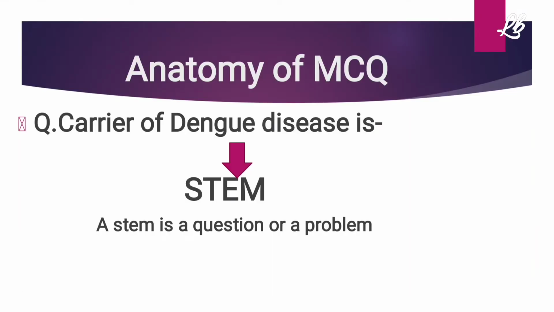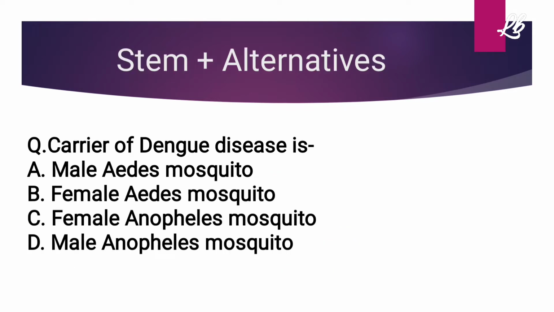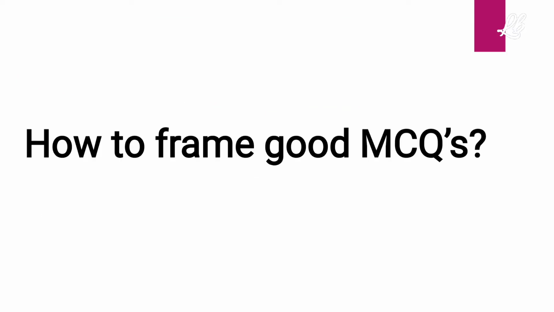A MCQ has two parts. The first part is called STEM, which has a question or a problem. The second part consists of a set of alternatives or possible answers with one best answer and all other incorrect answers, which are called distractors. So, a MCQ comprises of a STEM and alternatives which need to be carefully chosen. Let's see how to frame a good MCQ.